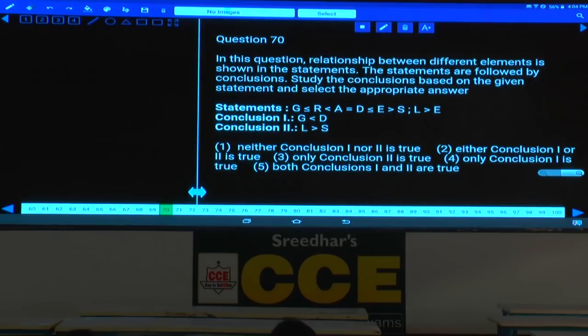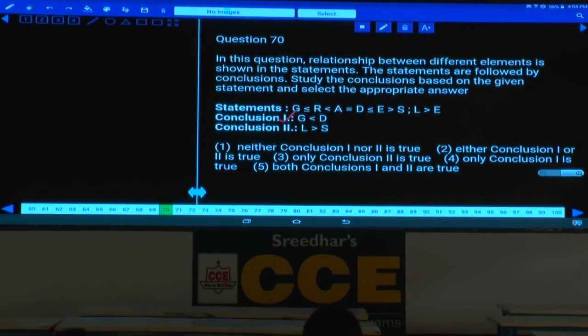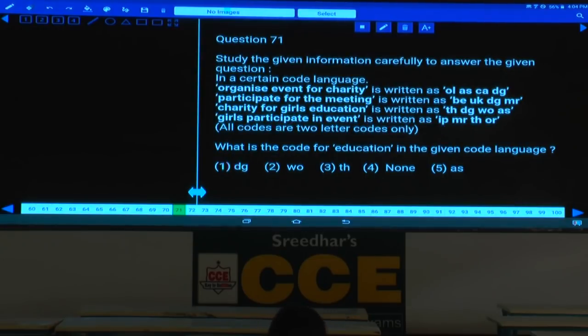Then question number 70, the relation between G and D. Between G and D lesser than or equals to lesser than, hence G lesser than D, definitely true. Then coming to the second one, L and S. S is here, E greater than S, L greater than E. Hence between these two, what is the symbol here? Greater is common, hence L greater than S, definitely true. Hence both the conclusions follow. It is given in choice 5. Now this is about question number 66 to 70.